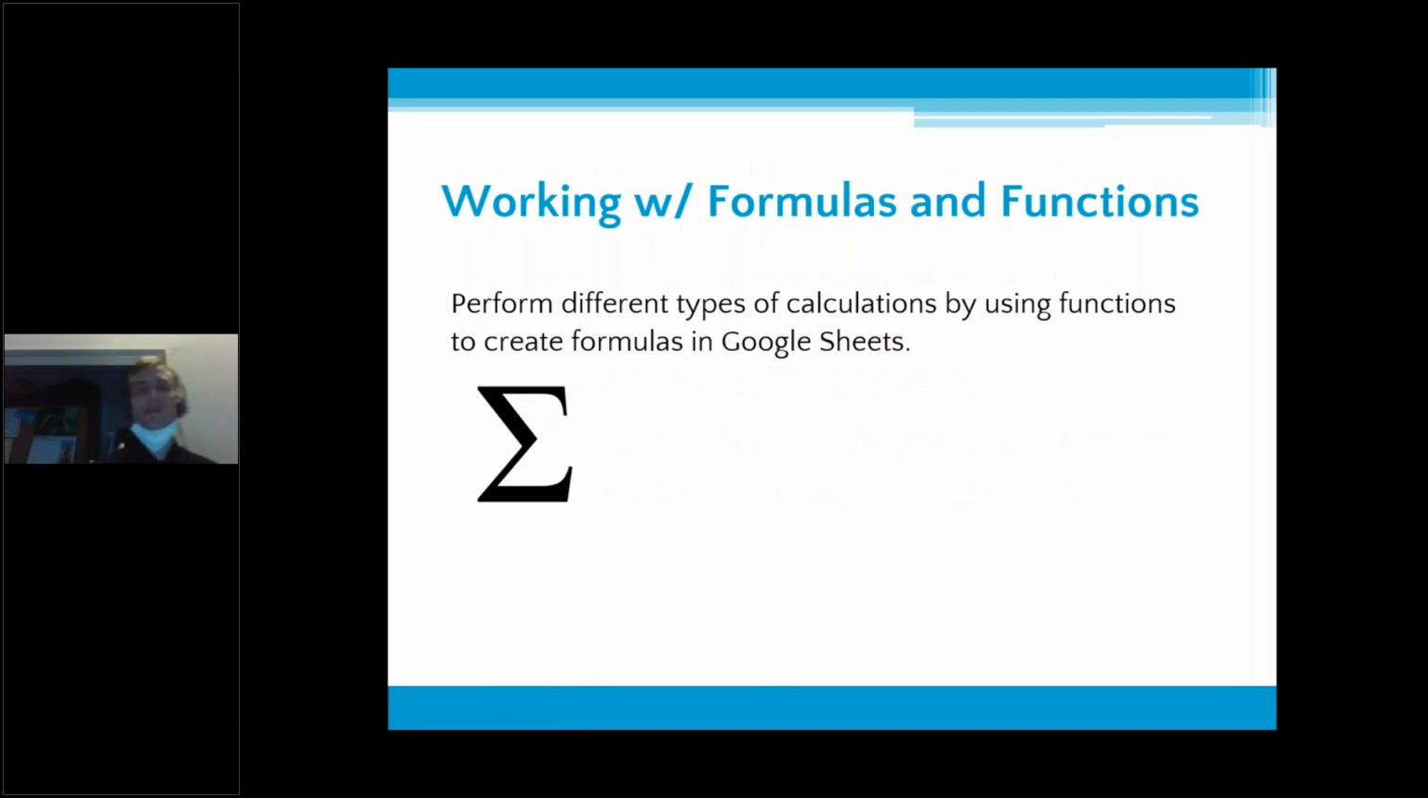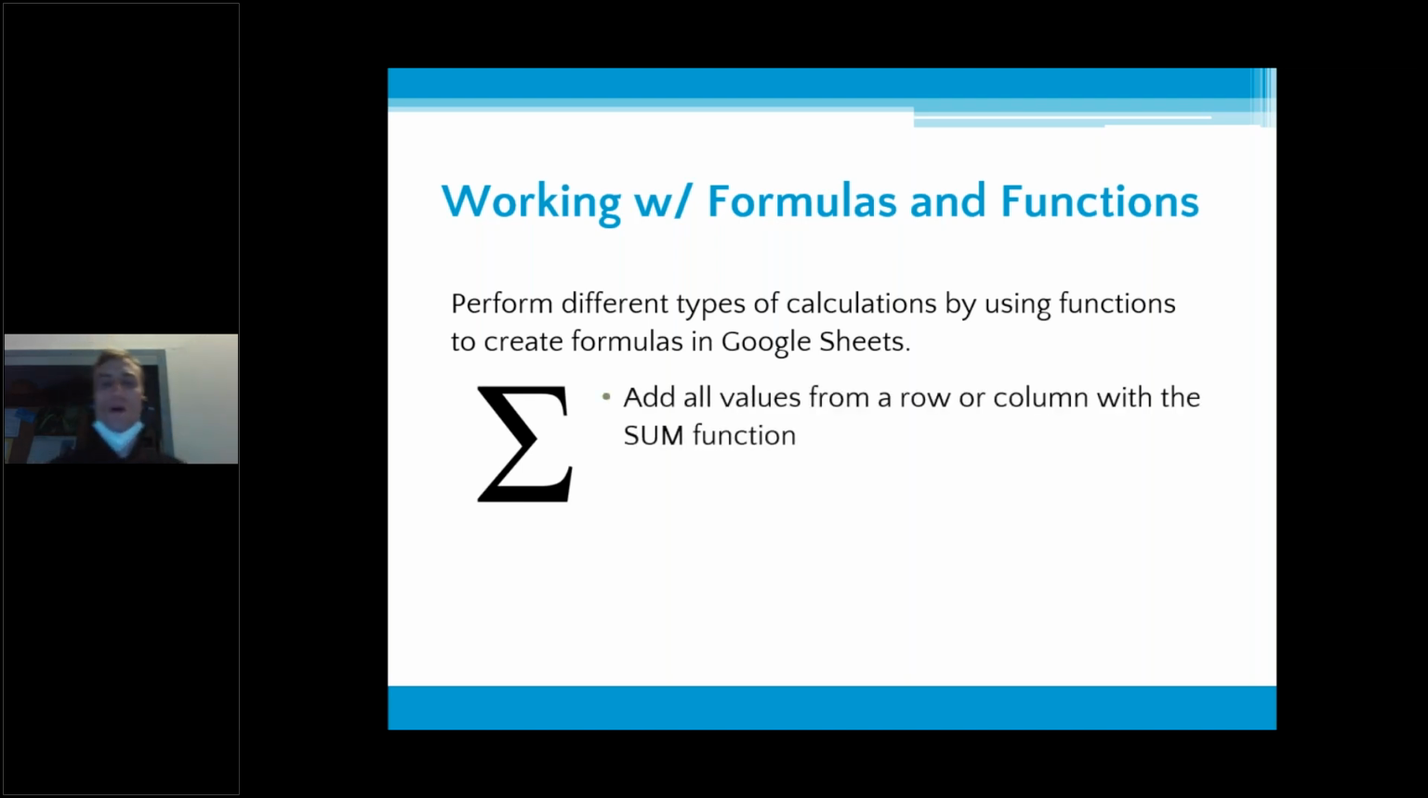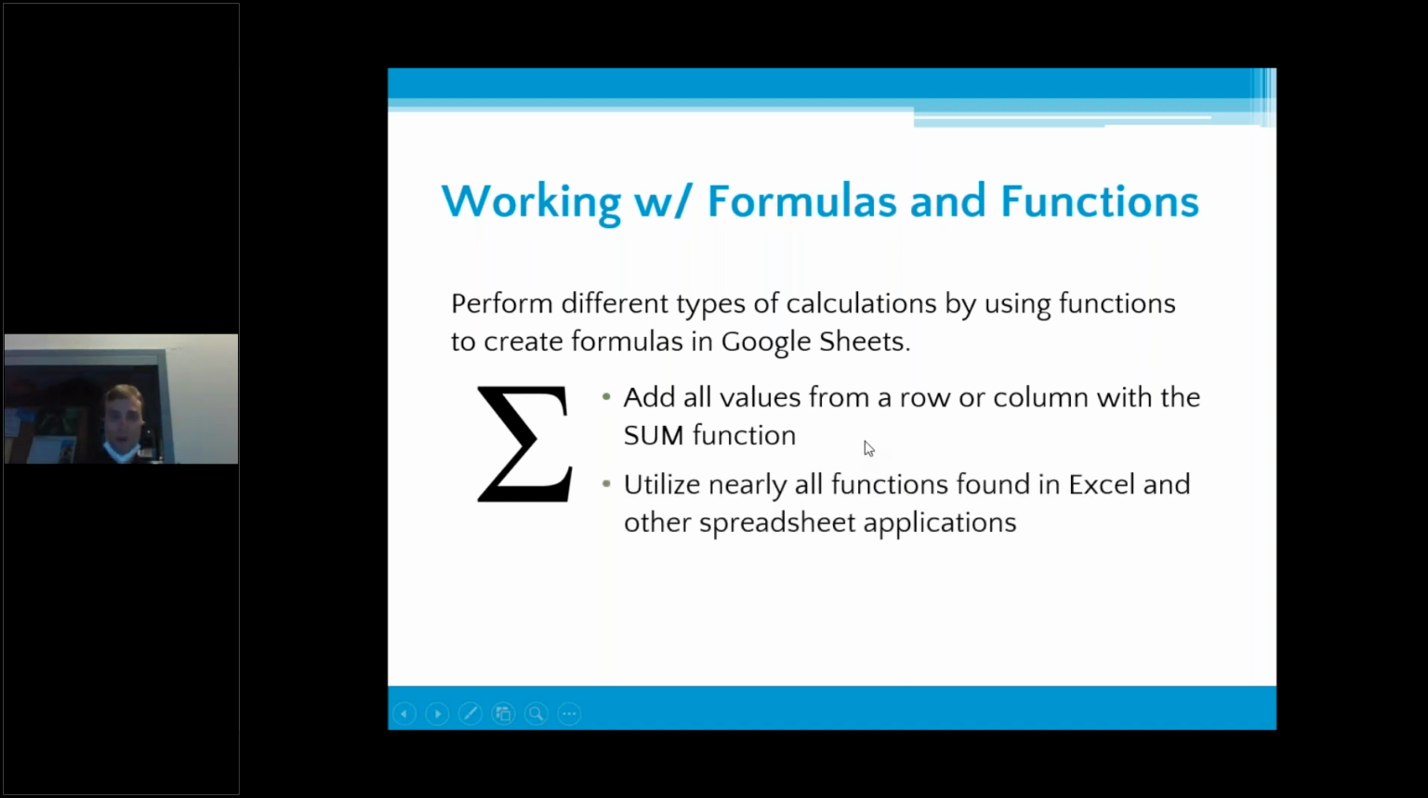Okay, formulas and functions. Another thing that works very similarly to the way it works in Excel. We can add all values from a row or column using the sum function. So this is just one example. Remember, when we use a spreadsheet program like this, it comes with those functions, which are built-in calculations that we can apply to any range of data. Google Sheets essentially supports the same functions we find in Excel. They're the same functions with the same name. And you can access the list of all Google Sheets functions online.